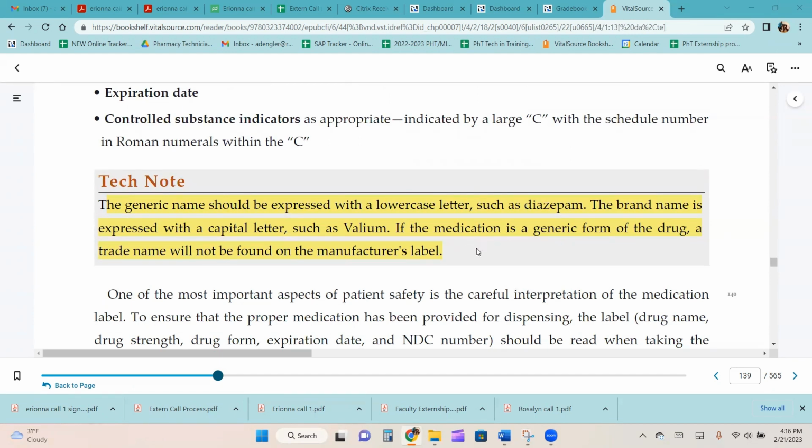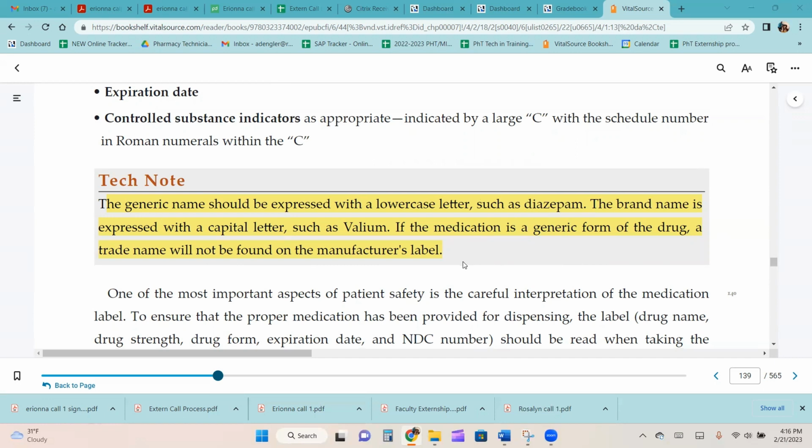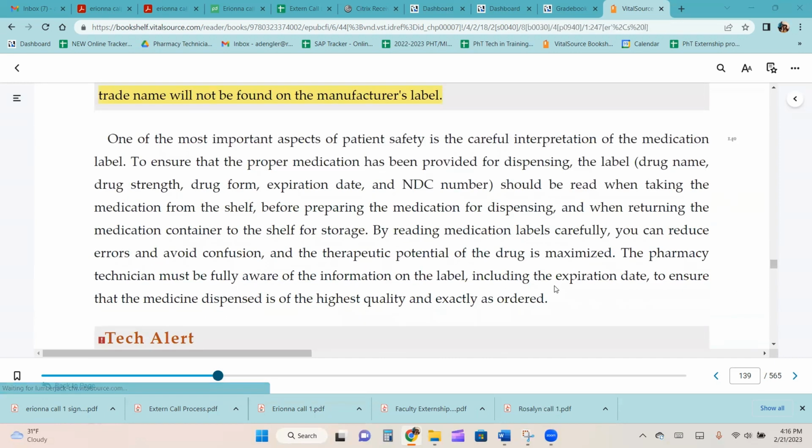The generic name should be expressed with a lowercase letter such as diazepam, so the lower D. The brand name is expressed with a capital letter such as Valium. If the medication is the generic form of the drug, a trade name will not be found on the manufacturer's label. One of the most important aspects of patient safety is the careful interpretation of the medication label.